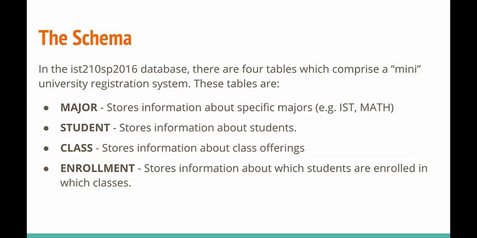These tables comprise a mini university registration system and are really designed for demonstration purposes. The tables are as follows: major, which stores information about specific majors; student, which stores information about students; class, which stores information about class offerings; and enrollment, which stores information about which students are enrolled in which classes. In other words, enrollment is an associative entity pulling together both student and class.